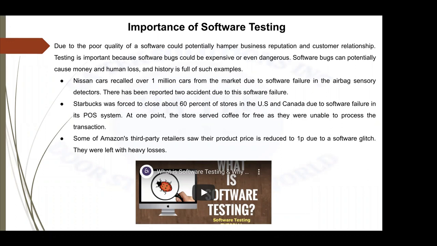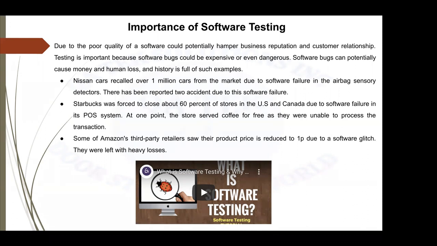In the world, we get to know these are the failures. Nissan cars, one of the biggest failures in the Nissan car industry, had an airbag sensor failure. Due to that problem, they had 2 accidents reported. So what Nissan did, actually, they recalled 1 million cars from the market. Think about it, 1 million cars recalled from the market, how much money they lost in that particular situation. Because they didn't test the software that runs the airbag sensor properly.